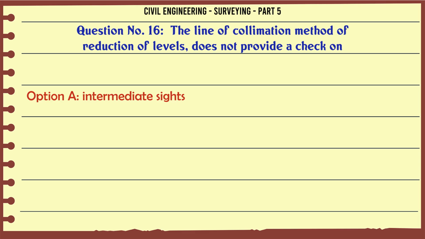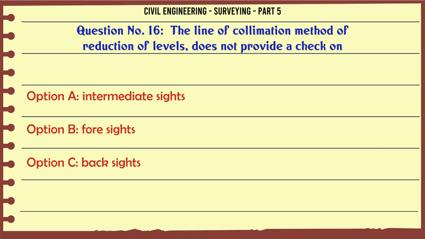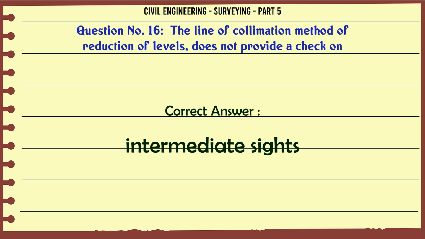The line of collimation method of reduction of levels does not provide a check on: A. Intermediate sights, B. Fore sights, C. Back sights, D. Reduced levels. The correct answer is intermediate sights.